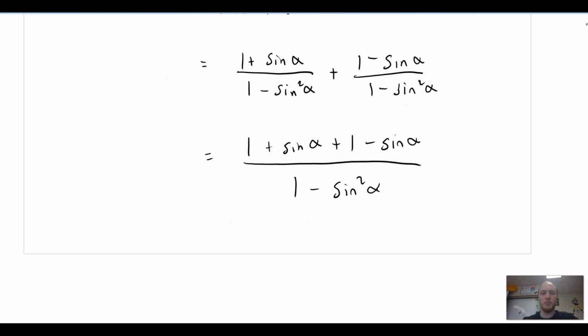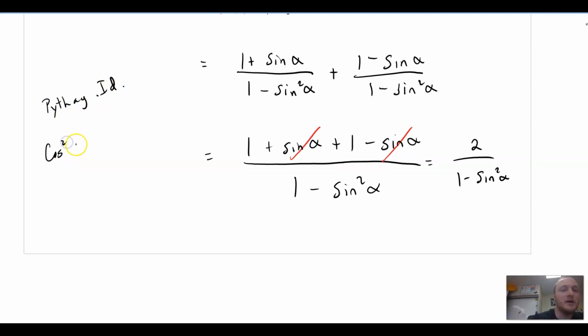So this is why we start with the more complicated side. Notice I have sine alpha, and that cancels with negative sine alpha, right? So those go away. And then all of a sudden, this becomes 2 over 1 minus sine squared alpha. And at this point, I hope you are thinking Pythagorean identity. Cosine squared alpha is equal to 1 minus sine squared alpha. So I'm just going to substitute this. This is 2 over cosine squared alpha.